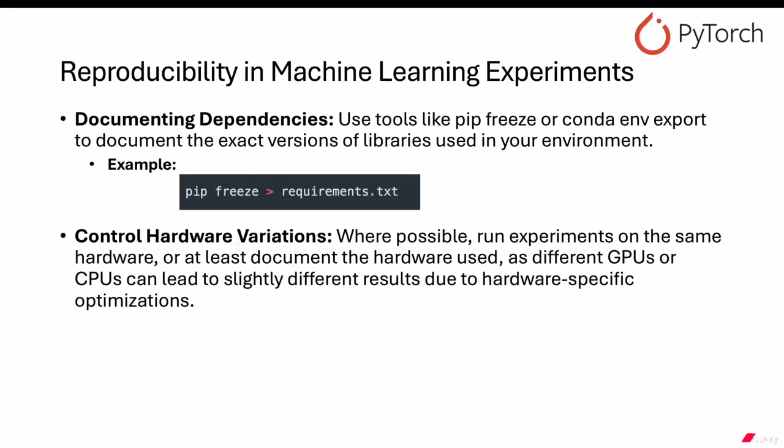Documenting dependencies. Use tools like pip freeze or conda export to document the exact versions of libraries used in your environment. Here is an example: pip freeze > requirements.txt. Control hardware variations. When possible, run experiments on the same hardware or at least document the hardware used, as different GPUs or CPUs can lead to slightly different results due to hardware specific optimizations.